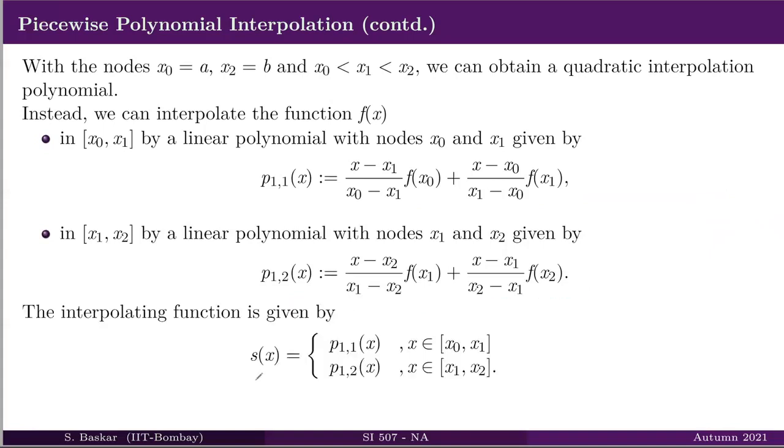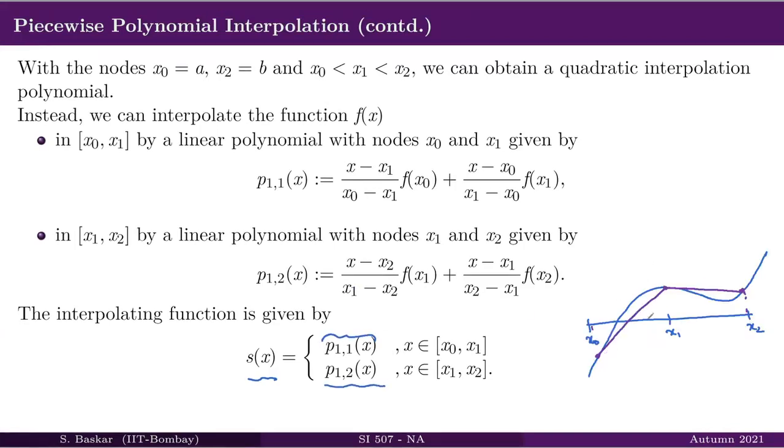Now define the piecewise interpolating polynomial, which we denote by s of x or p of x, which is nothing but you just patch these two polynomials together in such a way that in each interval you have the corresponding linear polynomial. So that's the idea. So this is the graph of the function s of x.